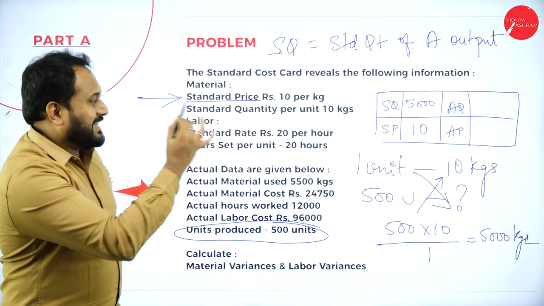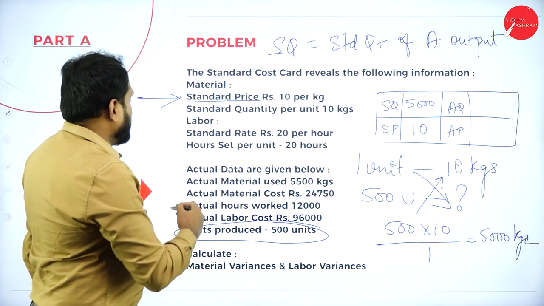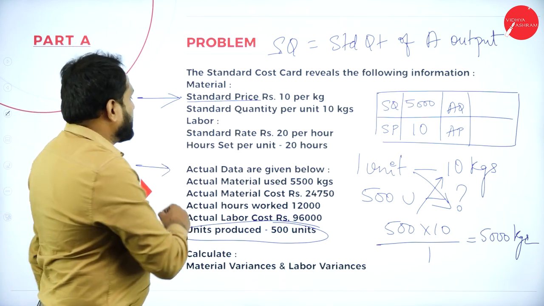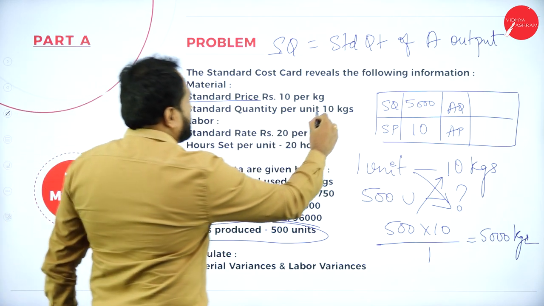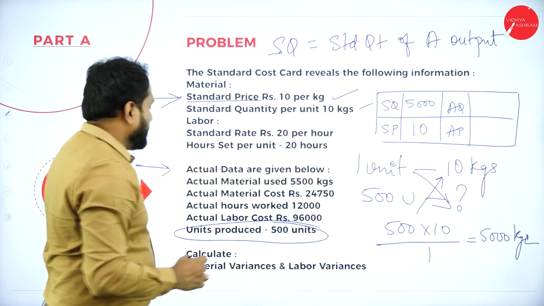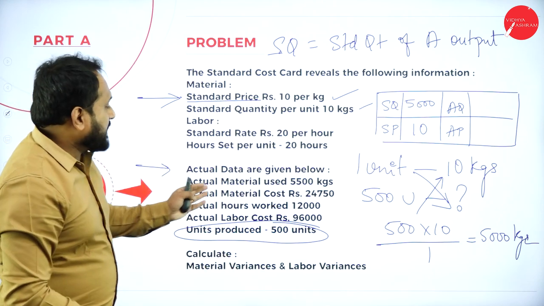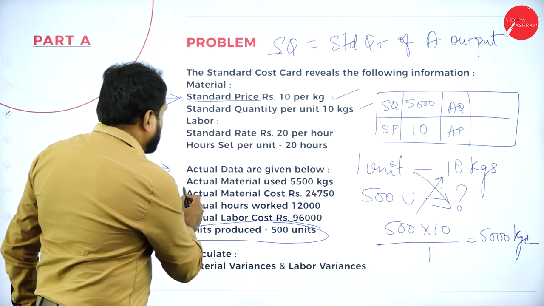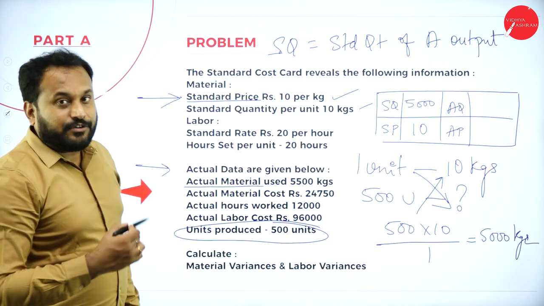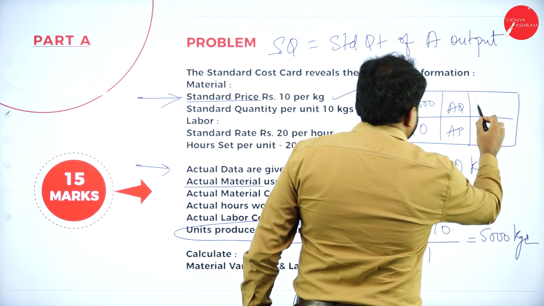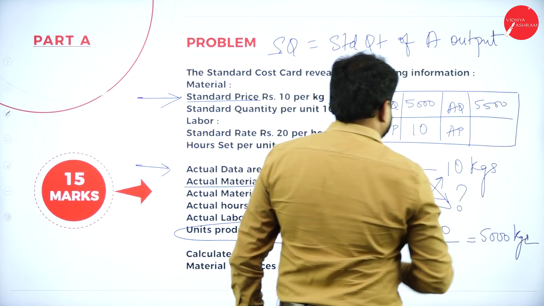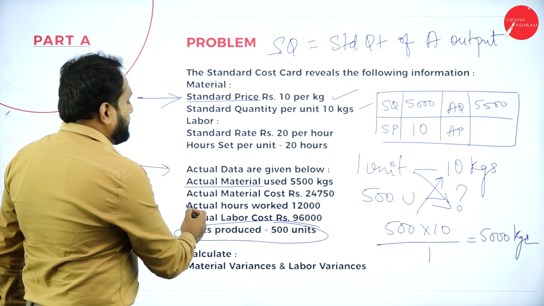Next. SQ is done. SP is done. Now come to the actual data, because standard we have taken. Material is done. Now it's all labor, and we are not supposed to touch labor right now. Actual material use is how much? 5500. So I'll write here 5500. Now they have said actual material cost.